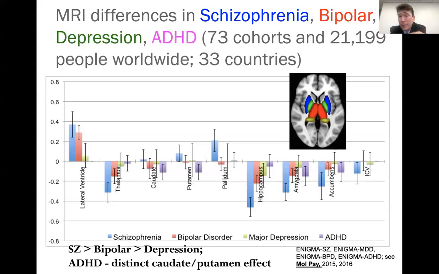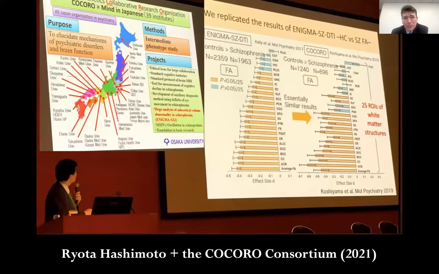In fact, if you do that, if you measure in this case subcortical morphometry of the brain, you'll see characteristic differences in the disease effects across schizophrenia, bipolar, depression, and ADHD. Now, when this is done in other countries, this study used the same methods and pipelines.